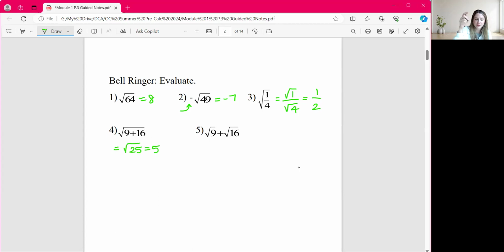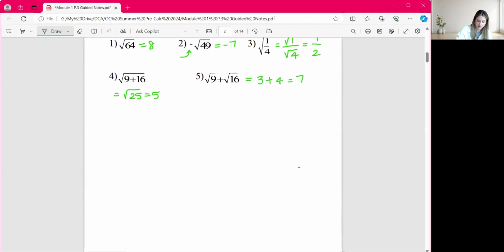And then number 5, this is different than 4. I can't combine these. I will simplify these radicals separately. So square root of 9 gives me 3. Square root of 16 gives me 4, so I get 7. Just a little refresher there.